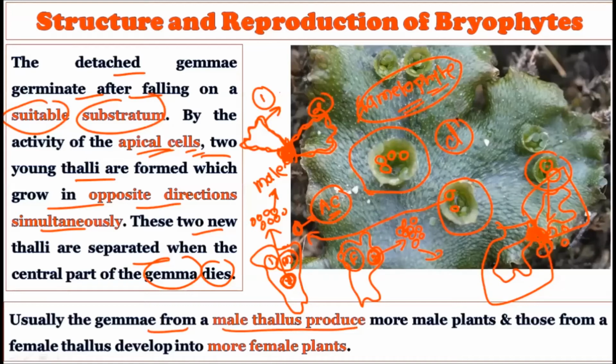And the male thallus, when it produces the gemmae, these gemmae majority of the time convert into the male plant, and whatever gemmae are coming from the female thallus are majority of the time converted into the female plants, as compared to the male plants. So 100% accuracy is not there, but majority of the gemmae which are coming from the male plant are converting into the male thallus, and majority of the gemmae which are coming from the female thalli are converting into the female thalli of the Marchantia. So this is very important. You should carefully remember it.